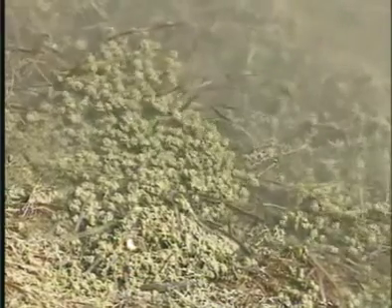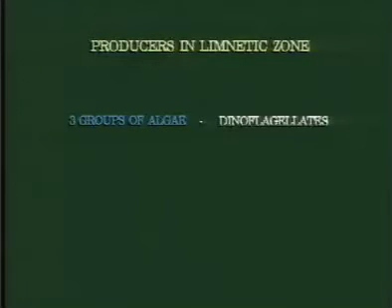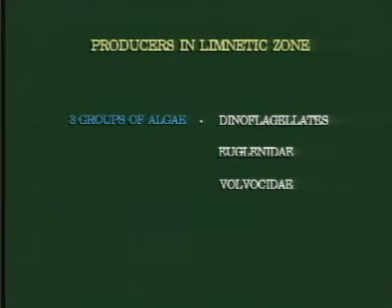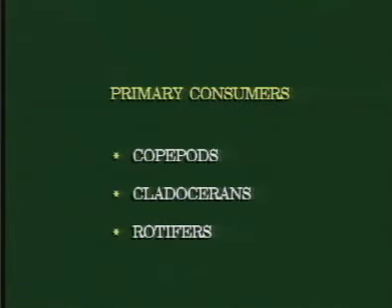In the limnetic zone, the producers consist of algae of three different groups, chiefly the dinoflagellates, Euglenidae, and Volvocidae, and algae like green flagellates. The primary consumers in this zone consist of species of copepods, cladocerans, and rotifers, which are exclusively herbivorous. The top consumers are some freshwater species of fishes.